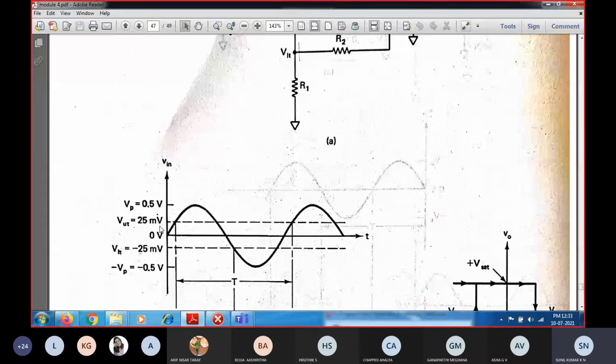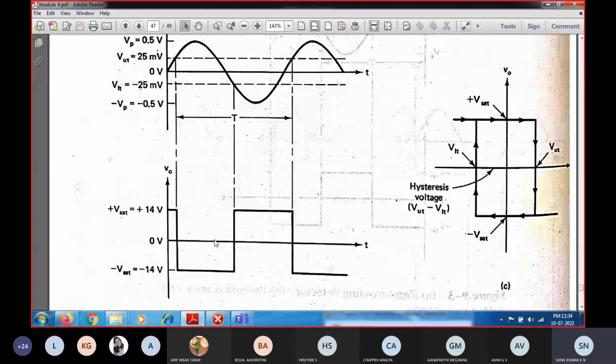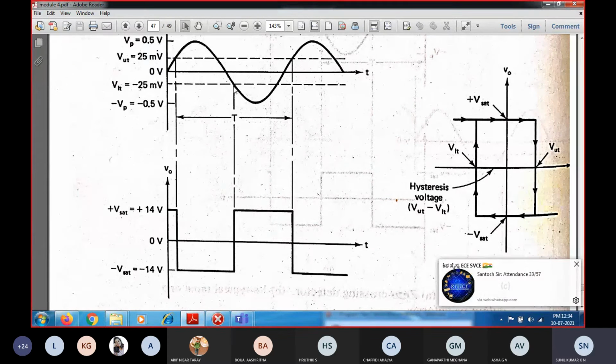So this indicates what? In the output waveform also you can do the comparison. In this figure, since the upper trigger point and lower trigger point are the same, the only thing that changes is the magnitude, because the output is going to swing between saturation levels. So you will have 25 millivolts as well as minus 25 millivolts, and both remain the same. Whenever the input signal waveform exceeds 25 millivolts or minus 25 millivolts, you can see the output switching from one saturation to another saturation.